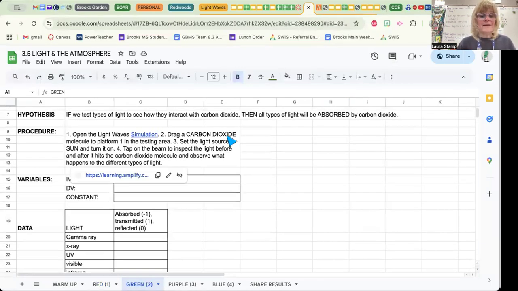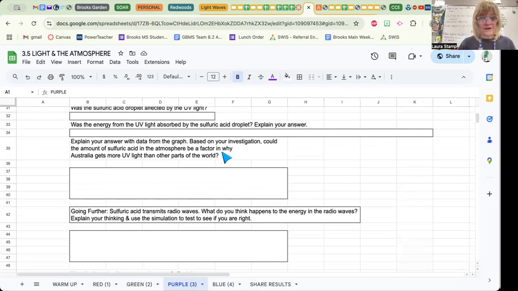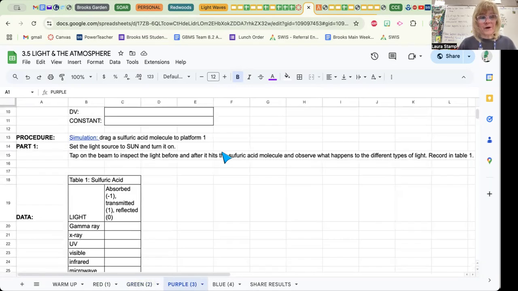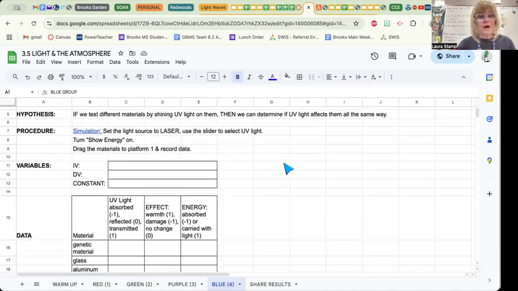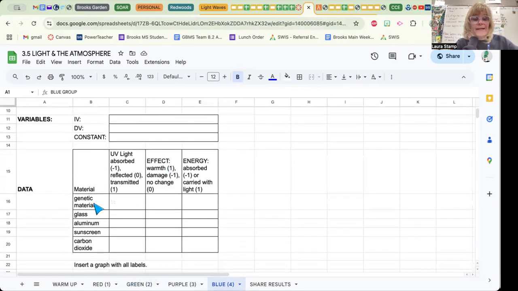With green, you're going to do the same thing, but you're going to use carbon dioxide instead. Purple, you're going to use sulfuric acid, and also it's a little bit longer. You have 2 parts to yours, part 1 and part 2 for the sulfuric acid. And then blue, you're going to look at the laser, okay? And you're going to look at the laser and test it on different materials.